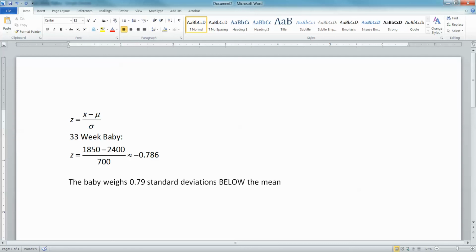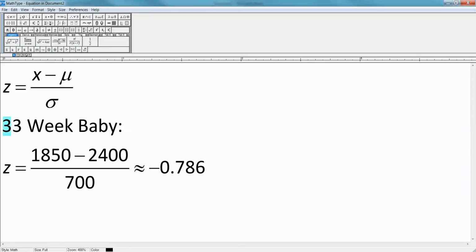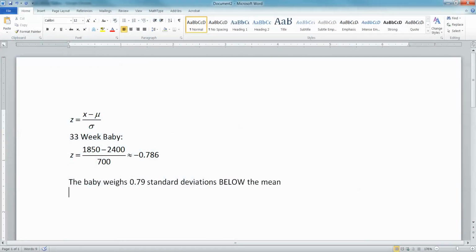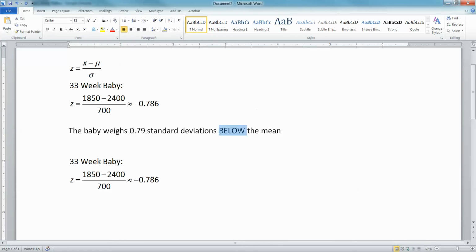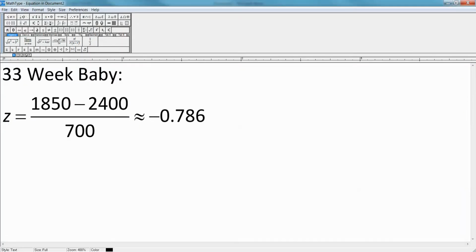Below because it's negative, right? The average was 2,400 and this kid is only weighing 1,850. All right, then you just repeat the whole process for the next week baby, right? So you have the 40-week baby. Let me copy and paste that down here for ourselves. Let me bold this because those would be the answers you'd actually fill in on this. All right, and then you got your 40-week baby right here.